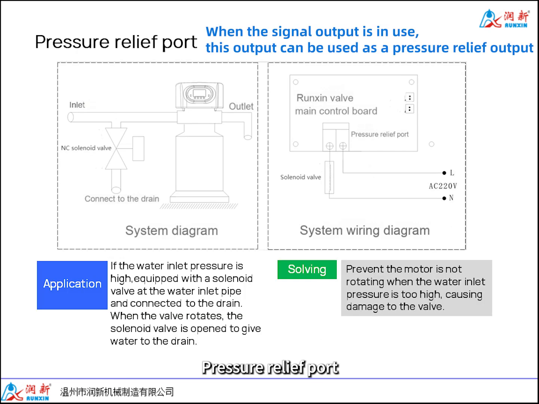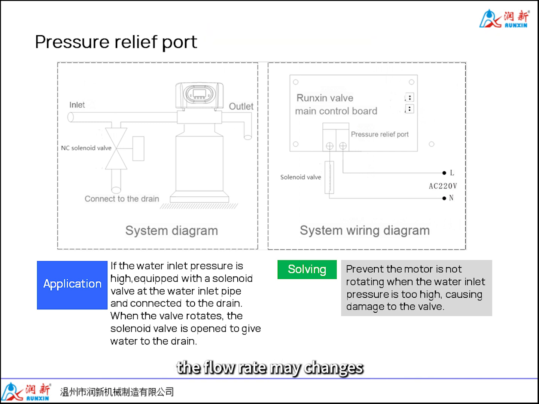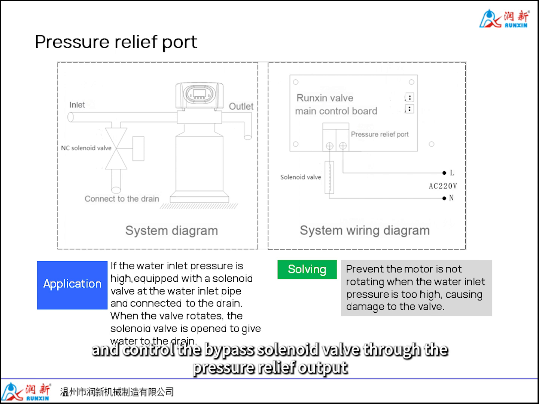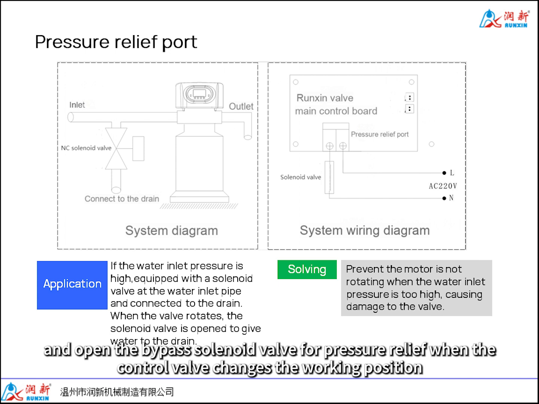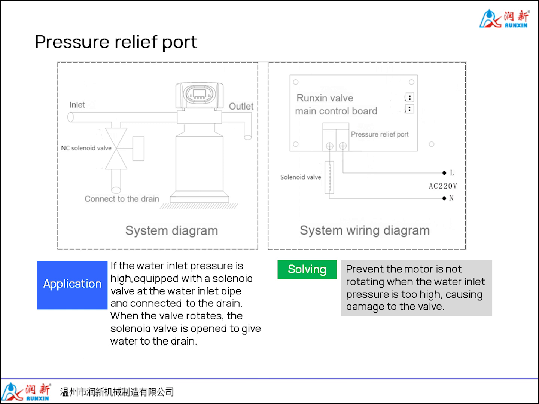Pressure relief output. In a system with a high lift water pump, when the control valve is in the transition status, the flow rate may change, which increases the system pressure. Therefore, install a bypass solenoid valve on the water inlet pipe and control it through the pressure relief output, and open the bypass solenoid valve for pressure relief when the control valve changes the working position.